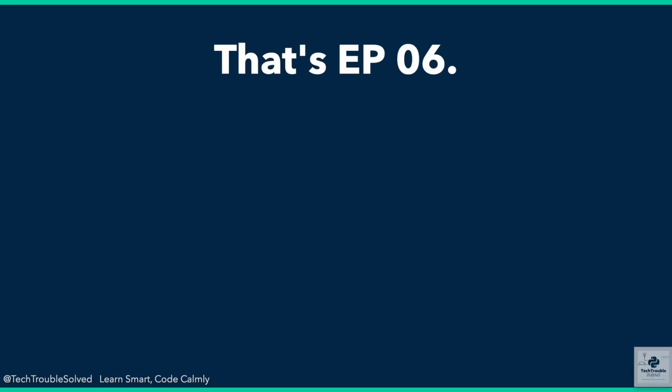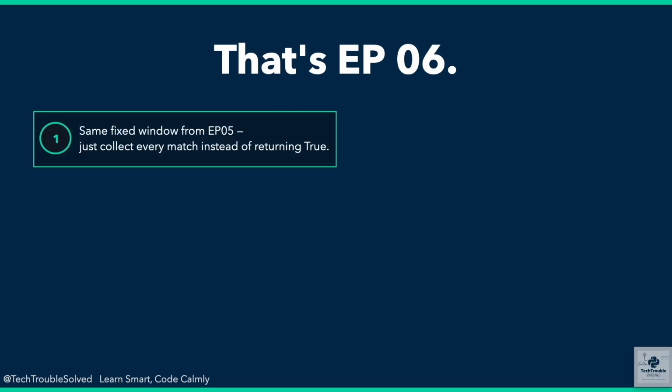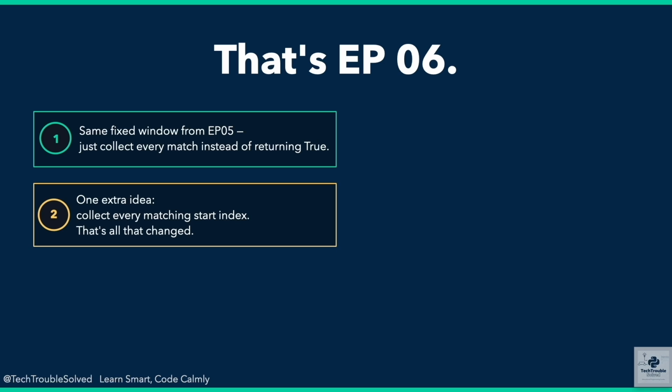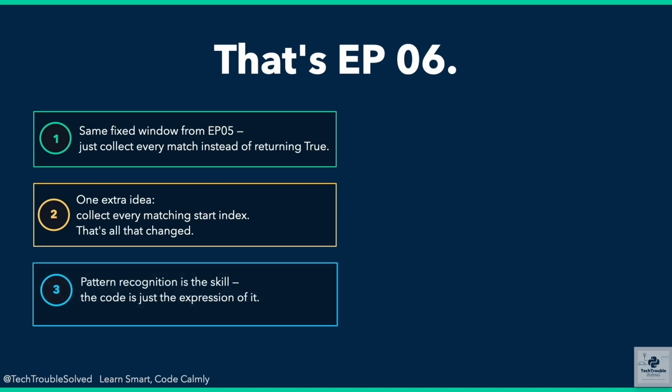Alright, that's episode 6. 3 things I want you to live with. 1. Same fixed window from episode 5. Just collect every match instead of returning true. 2. One extra line, result.append(index). That's all that changed. 3. Pattern recognition is the skill. The code is just the expression of it. If something clicked today that didn't click before, or if you have been following the whole series and it's starting to feel more like pattern matching than memorization, that's the goal.